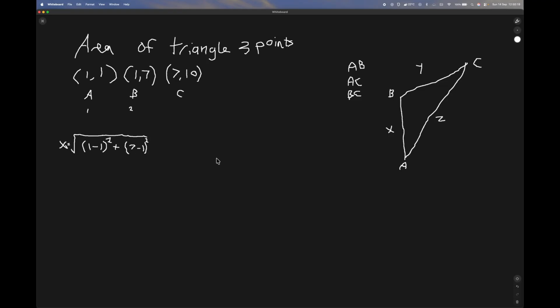So we can think of that. Actually, I'll explain when we get to line Z, because that'll be easier to visualize. So x is equal to 1 minus 1 is 0 squared, plus 7 minus 1, which is 6 squared. So square root of 6 squared, the square root will cancel. So x is equal to 6.